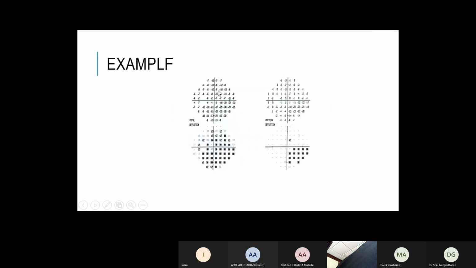Same here in this exam. This is the total deviation, and this is the probability plot of it. You can see all areas are dark, all over here. We don't know where the real scotoma is. When we see the pattern deviation, we can see that when we increased the sensitivity, all of this area is gone. Now the real scotoma showed up. It's here.